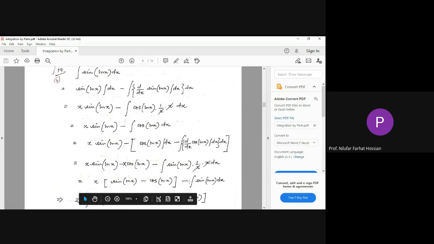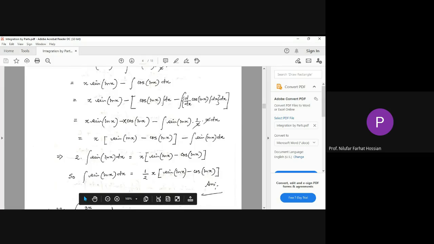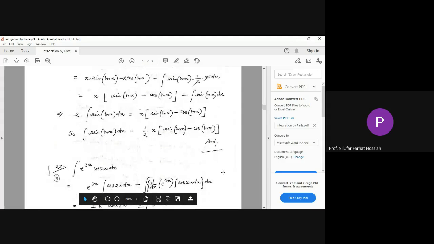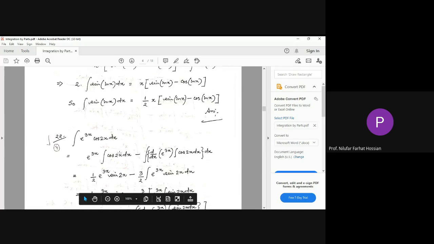So just take this term to the left side. So it will be this plus this. That means 2 into integral of this, because these are actually the same term. So 2 into this equals this. So to get the result of this integration, just divide by 2. So the result will be half x into this. Okay, there should be a constant term here. I forgot to put the constant term. Okay, you will go through it by yourself, because we will establish a formula for e to the power ax cos bx.